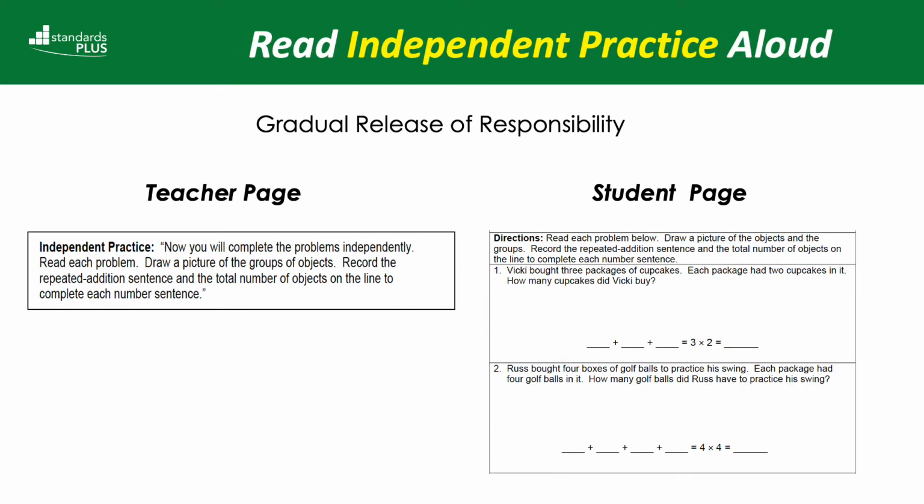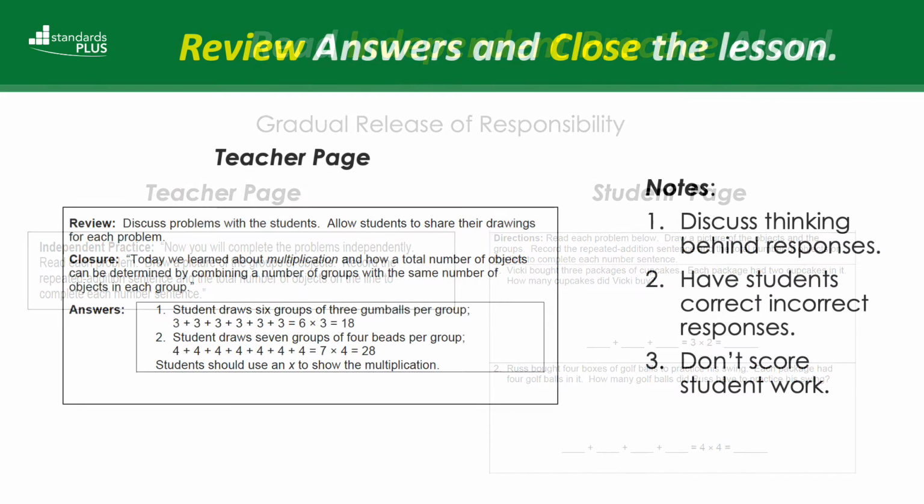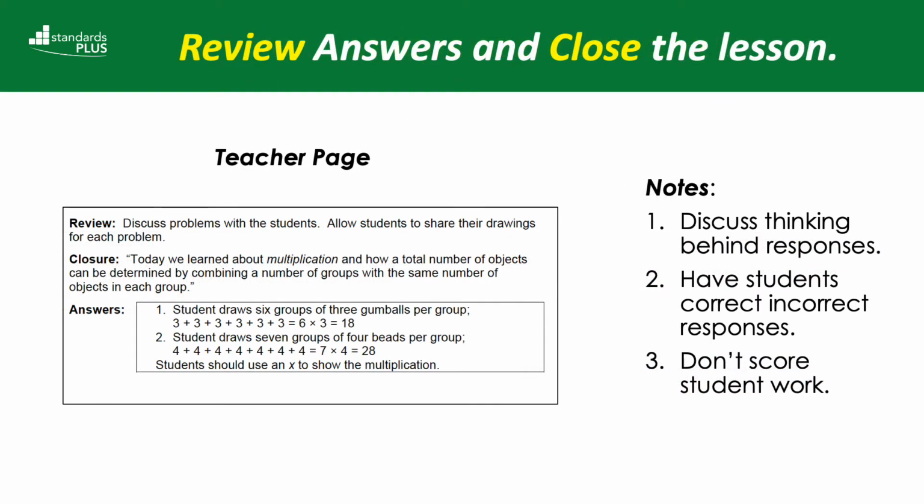Students can begin independent practice when you are confident they can complete the next items with accuracy. During independent practice, students complete 2 to 5 items while you monitor student responses and provide individual feedback. Once students have completed independent practice, review the answers aloud. Answers are provided on your lesson plan page. Remind students to change incorrect responses to correct responses.